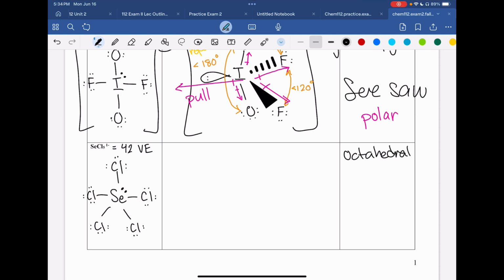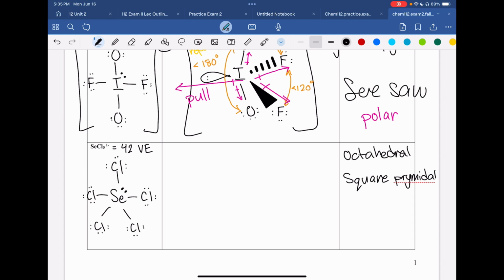Now, the molecular geometry, it's something square. Can anyone tell me what the actual name is? Is it square? Square what? Someone tell me. Square pyramidal. That's what it is. Okay, gotta memorize it.